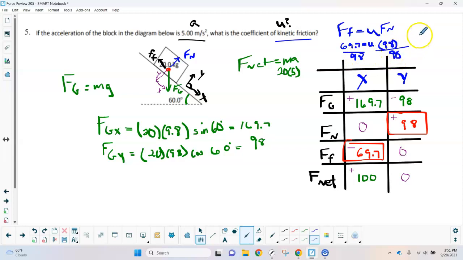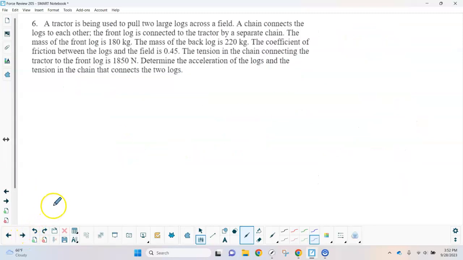And you've got to solve for u. And when you do that, you get the coefficient of friction is something like 0.711. So this is a pretty large coefficient. So there's a lot of friction on this ramp for some reason, or there's a lot of friction between the block and the ramp. So the last one we have here is dealing with a tractor.